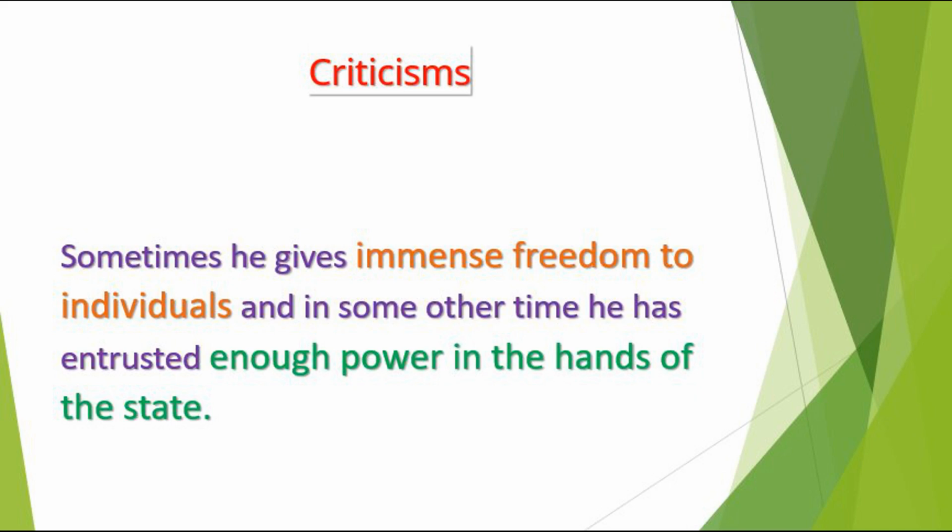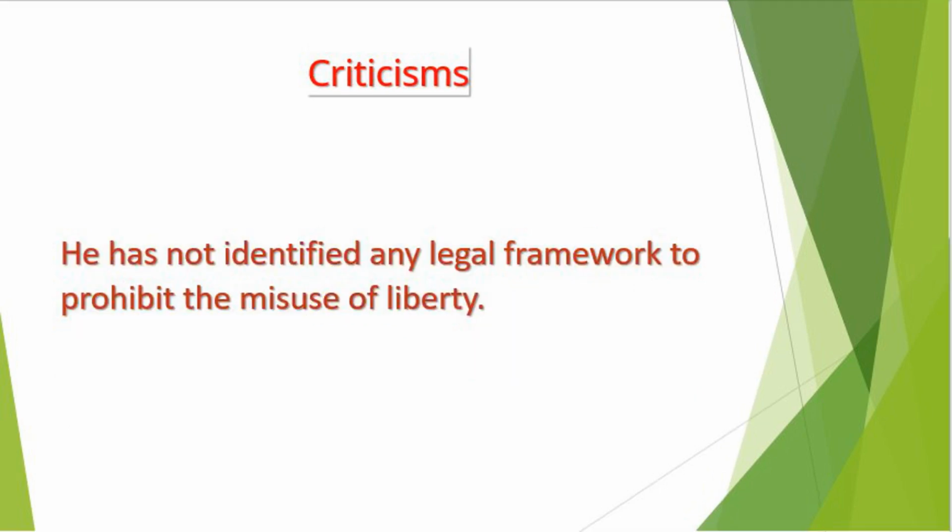Fourth point is, Mill has not identified any legal framework to prohibit the misuse of liberty, because sometimes the ill intention of wicked people would be a great obstacle for the progress of the nation. But they are also individuals, so there should be a legal framework to prohibit their liberty, and some remedies against misuse of freedom should be taken.